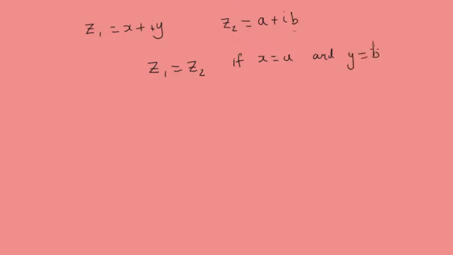Now, let's imagine we have complex numbers z1 equal to x plus iy, and z2 equal to a plus ib. Now z1 equals z2 if x equals a and y equals b, which seems quite logical.